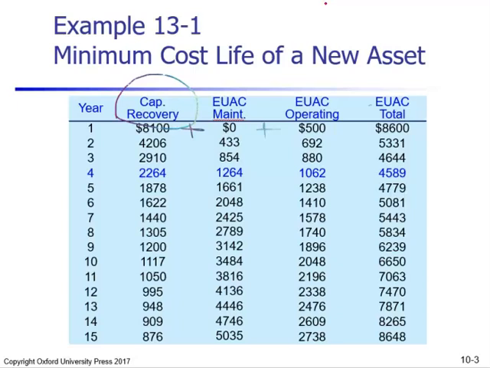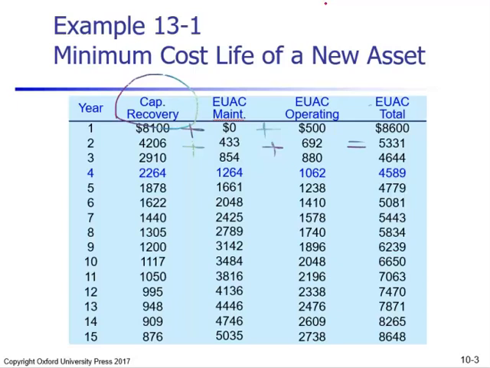What if the project works for 2 years? Capital recovery becomes almost half. Maintenance increases from 0 to 433. The operating cost increases, but still the total EUAC decreases. So 4206 plus 433 plus 692 equals 5331.